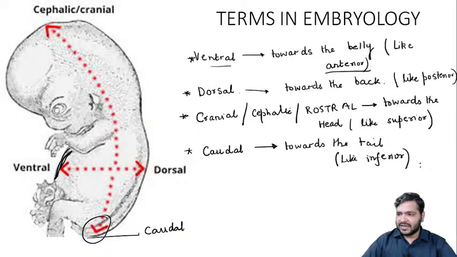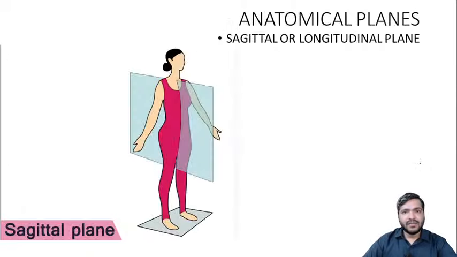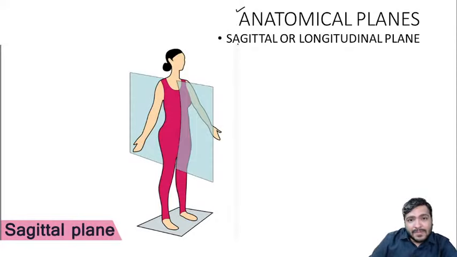So moving further ahead, the anatomical planes, guys. So we'll now start with the anatomical planes. In the anatomical planes, the very first one is the sagittal or the longitudinal plane, or I would perfectly say it as the mid-sagittal plane. Very good, guys.